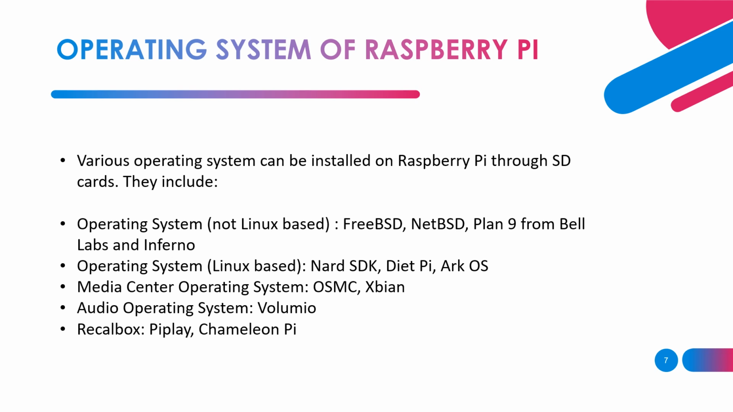In operating system not Linux based: RISC OS Pi, a special cut down version of RISC OS for 16 MB cards and larger for all models of Pi 1 and 2 has also been made available. FreeBSD, NetBSD, Plan 9 from Bell Labs and Inferno, Windows 10 IoT Core, a no-cost edition of Windows 10 offered by Microsoft that runs natively on the Raspberry Pi 2.